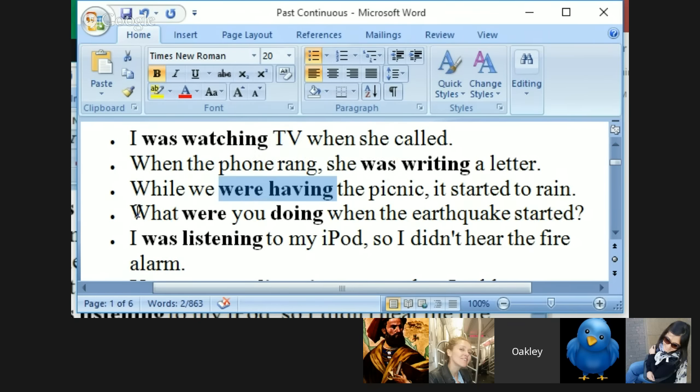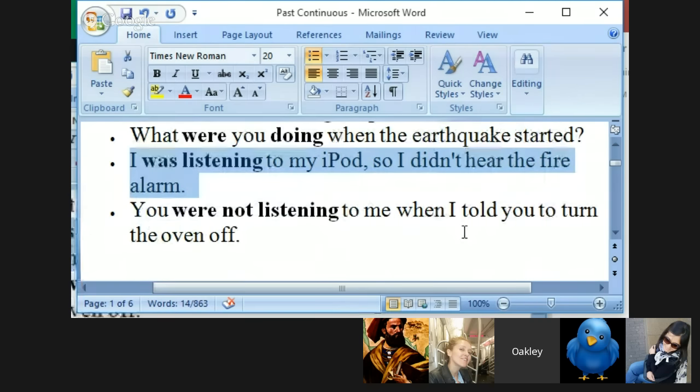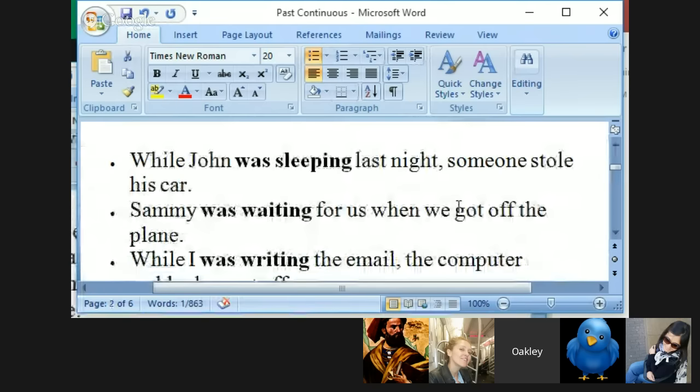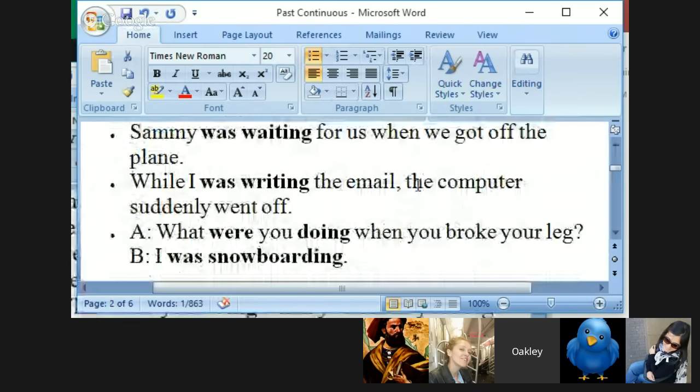All right. What were you doing when the earthquake started? Okay, in the question form there. I was listening to my iPod, so I didn't hear the fire alarm. You're not listening to me. Here's a negative, okay? You were not listening to me when I told you to turn the oven off. When I told you, past tense. Okay, lots and lots and lots of examples here.